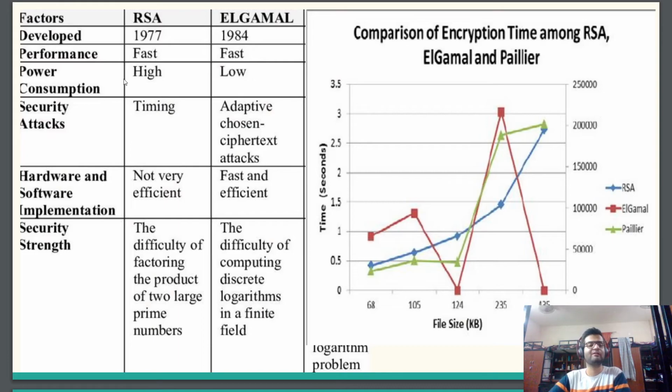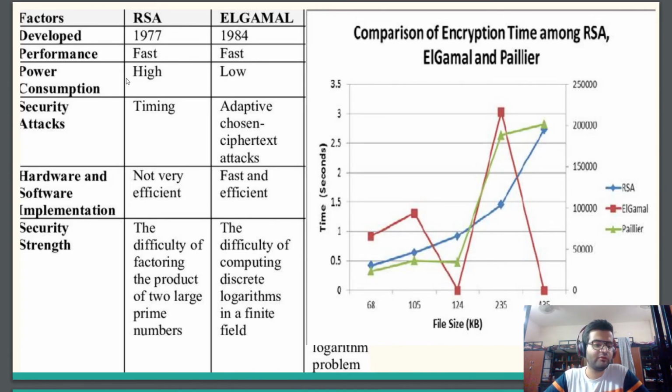So this is a chart and a table. As we can see, RSA was generated in 1977, whereas ElGamal was generated in 1984. Performance-wise, RSA is fast and ElGamal is also fast, since we saw that RSA's encryption is fast, whereas ElGamal's decryption process is fast. Now coming to power consumption. RSA uses higher power than ElGamal. On security attacks, RSA only has one single attack, which is timing, but ElGamal has adaptive chosen ciphertext attacks. In hardware and software implementation, RSA is not very efficient to implement, whereas ElGamal is very efficient and fast.